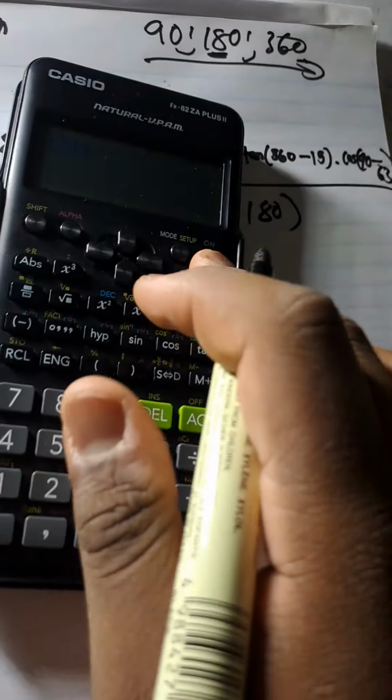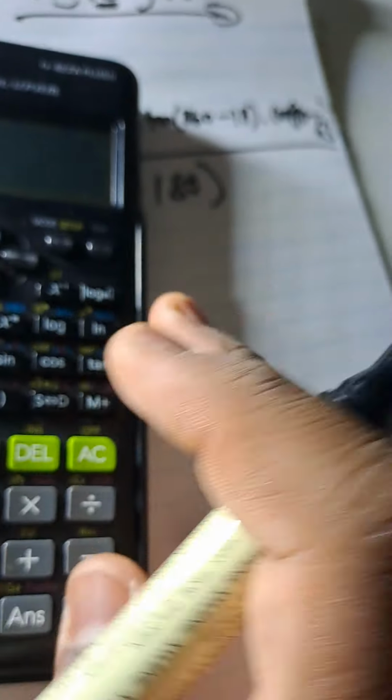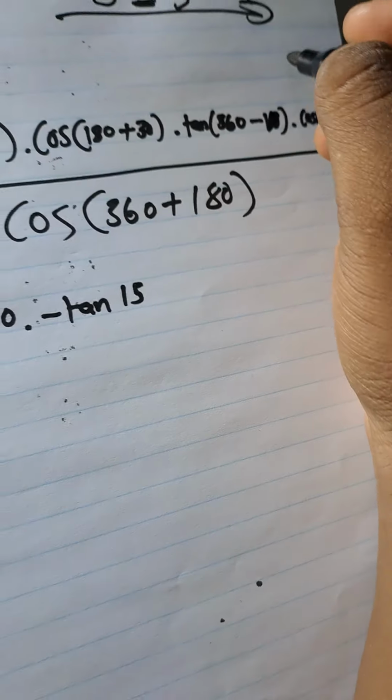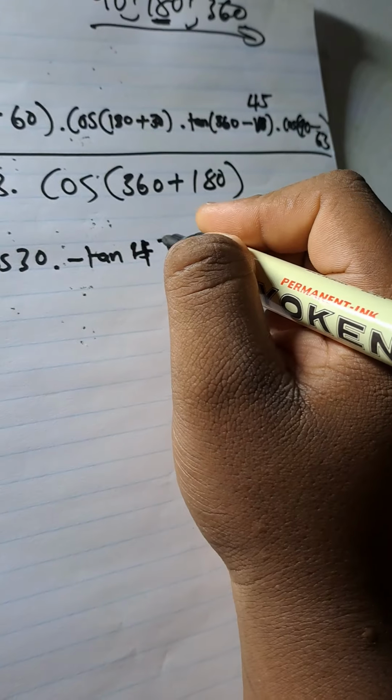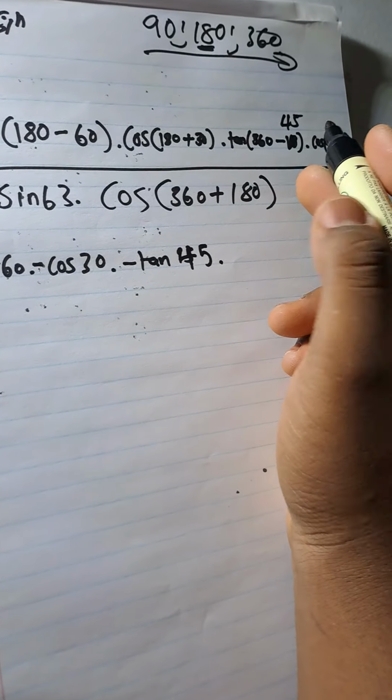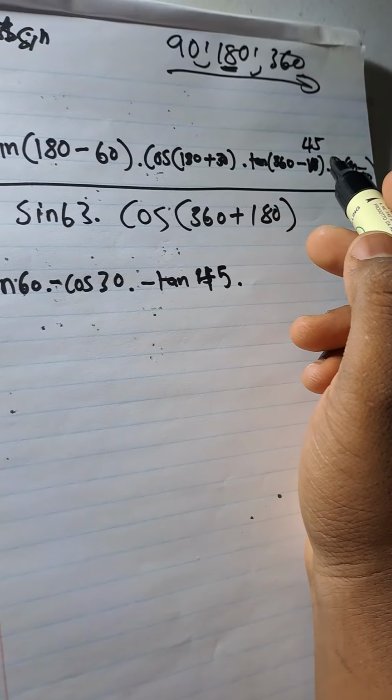Wait, no, I'm wrong. 360 minus 45. Oh yeah, so it must be 45. Sorry guys, I made a mistake. 45. Then 45 times what? So I made a mistake. It was supposed to be 45. I thought about what answer I would get. So sorry.